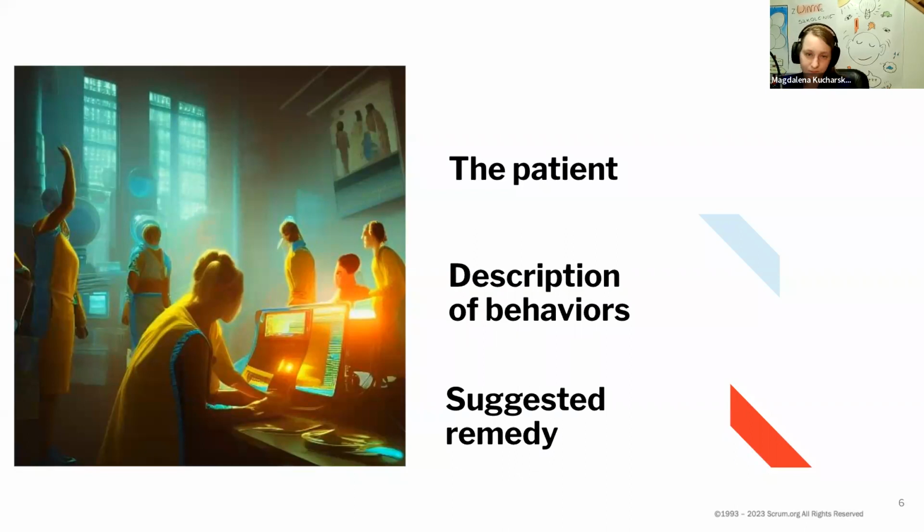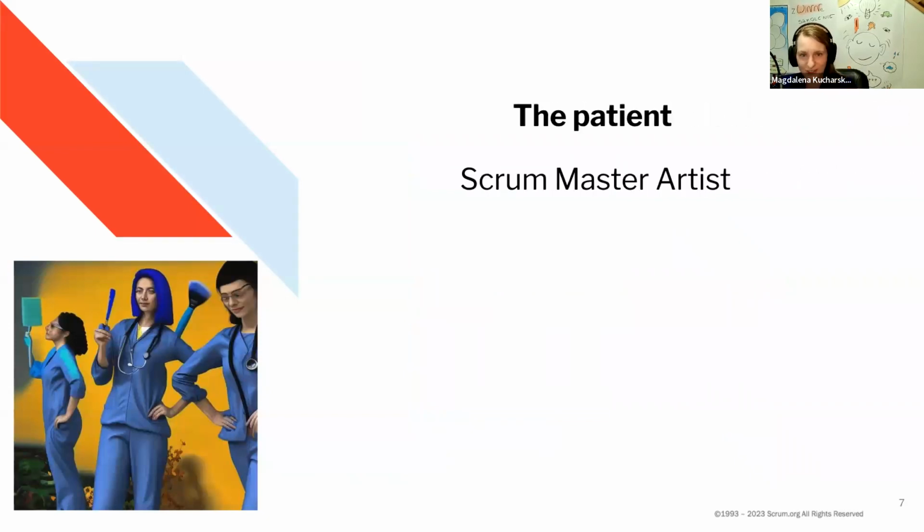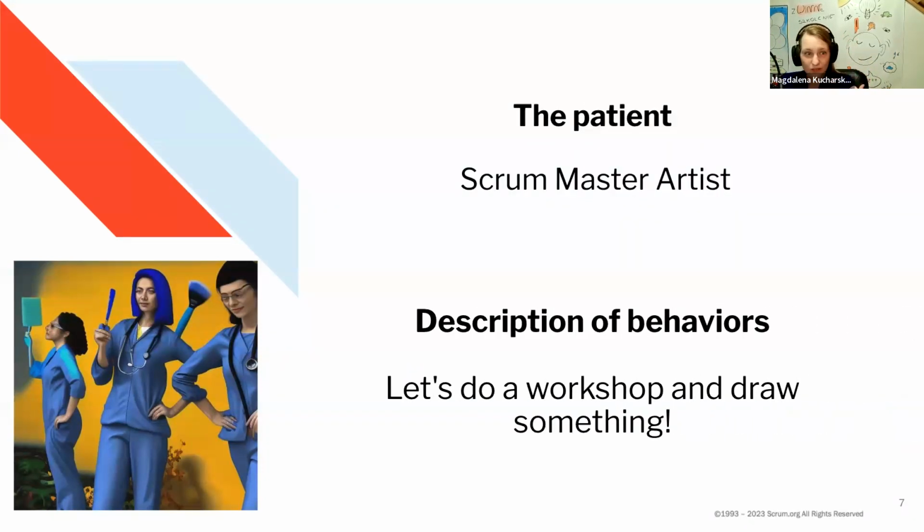So the first one we're going to focus on is the patient Scrum Master Artist. So imagine a Scrum Master who's probably freshly out of a Scrum course, whose main idea is to do a workshop and draw something. So whenever there's a problem in a team, imagine you have a conflict during a daily between developers, might not be a big conflict, maybe just revolving around the issue you're working on, but the Scrum Master comes in and says, no, you cannot talk about this right now.